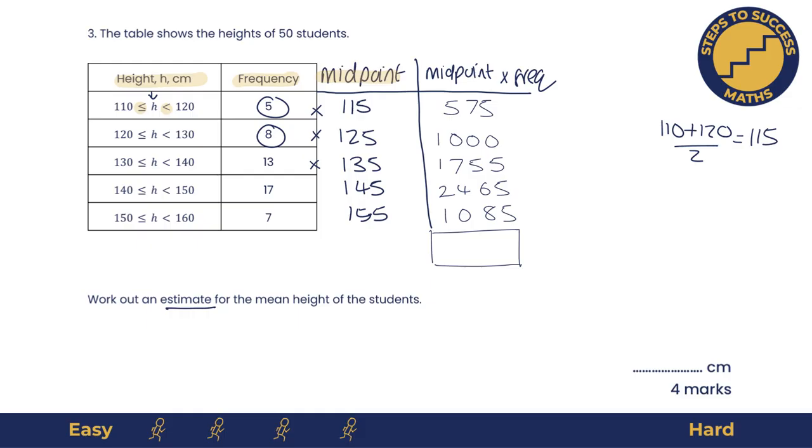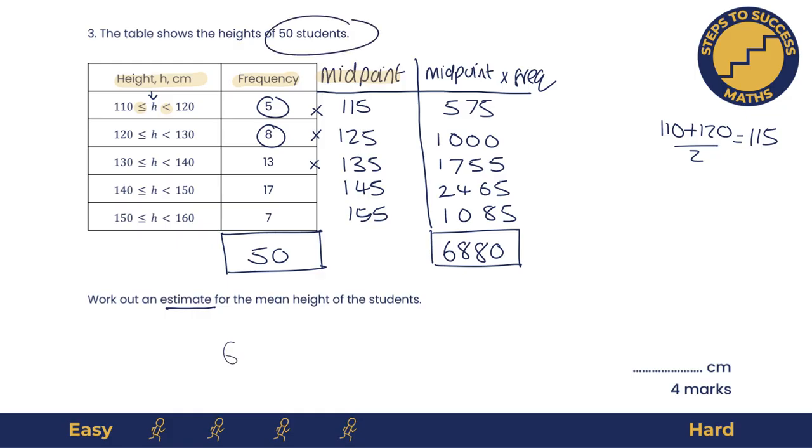Use a calculator to do it. You should get 6,880, and you're going to divide by how many students there are. So the total of this frequency column, which we know from the question, is 50. So we've got 6,880 divided by 50, 137.6. Now, is that a sensible answer?